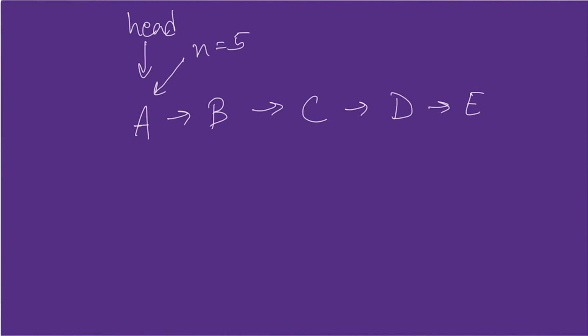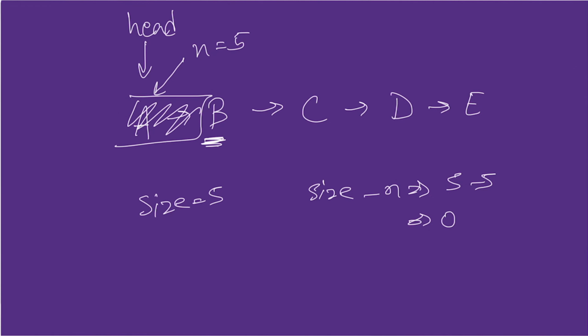Now there are some interesting base cases we should talk about. The first one is, what if n points to the head of the linked list? In that case, our size was 5, and size minus n then becomes 5 minus 5, which is 0. And if you have to delete head, we can simply return head.next, which will be B in this case, and that will automatically remove A from the linked list. And then B becomes our new head.